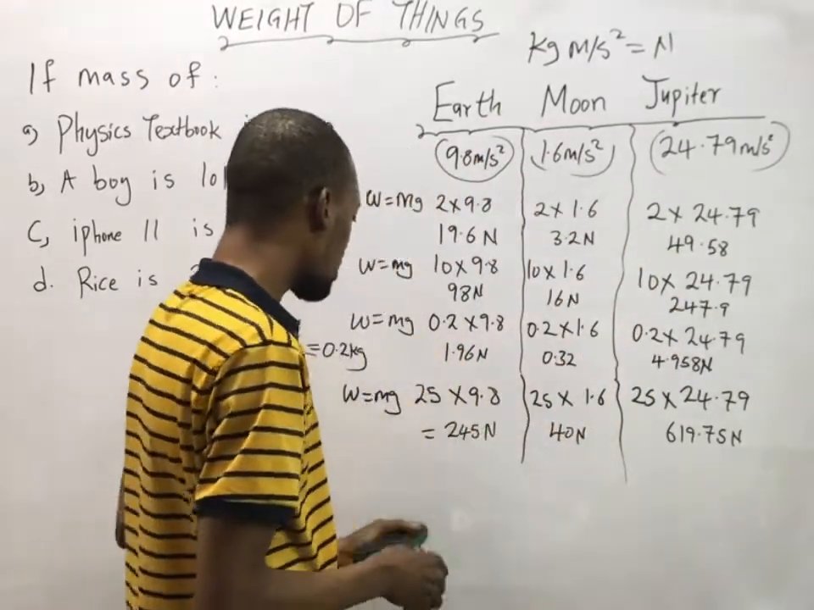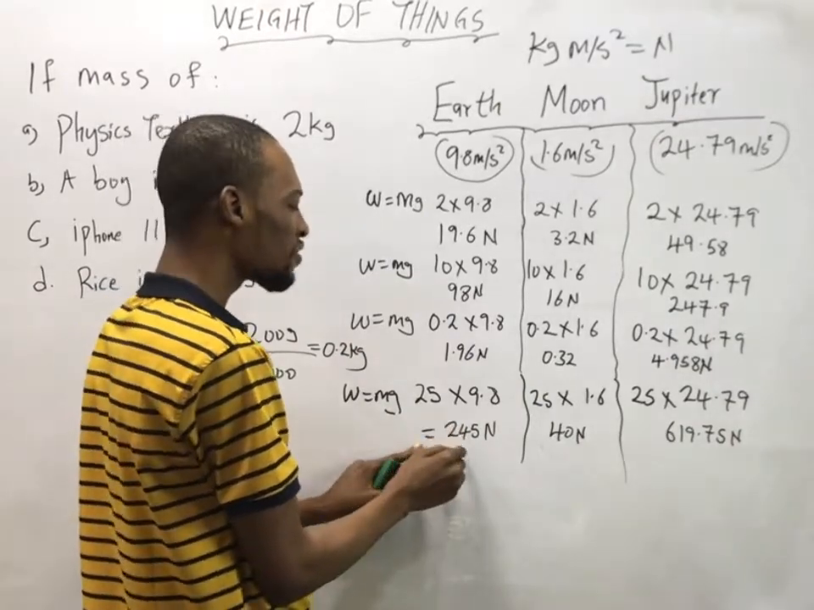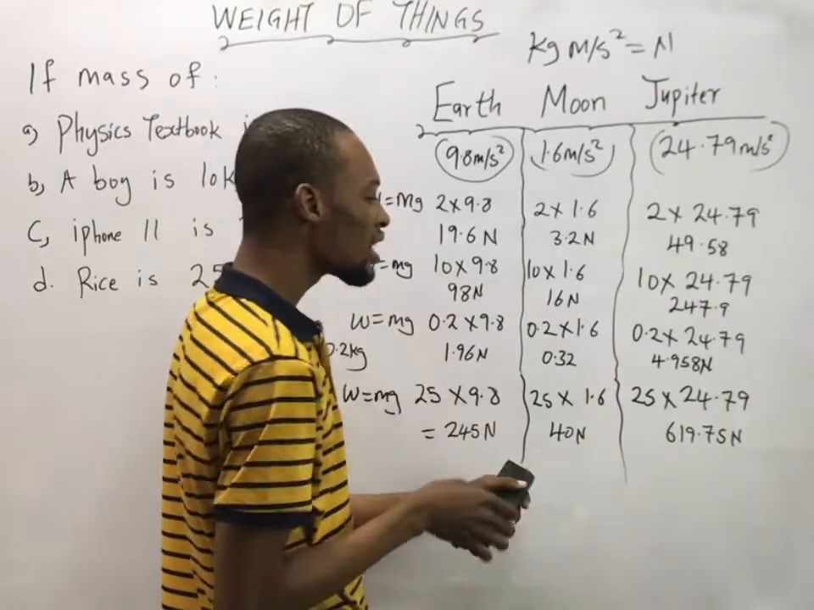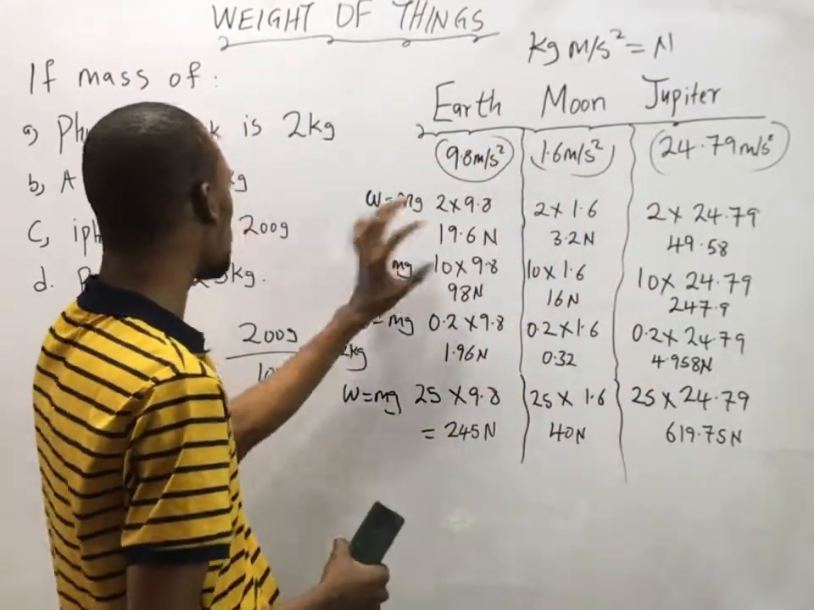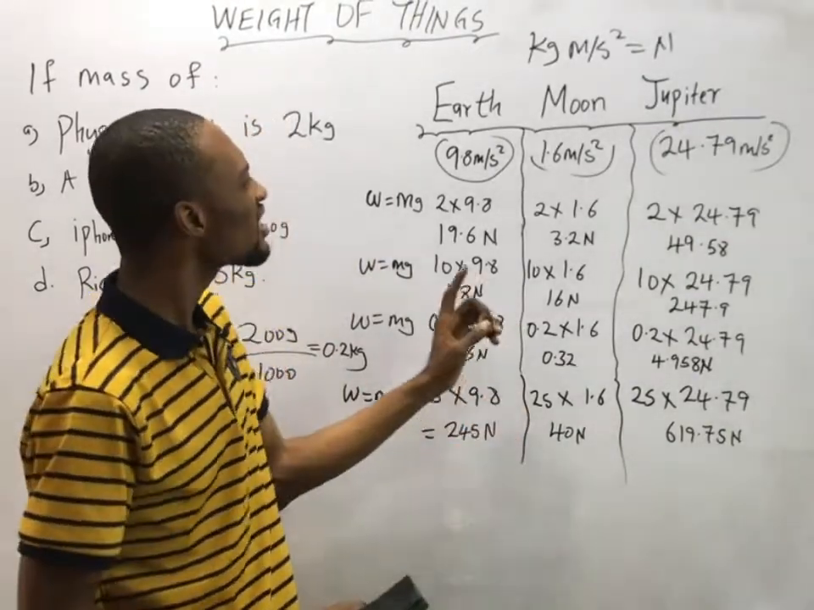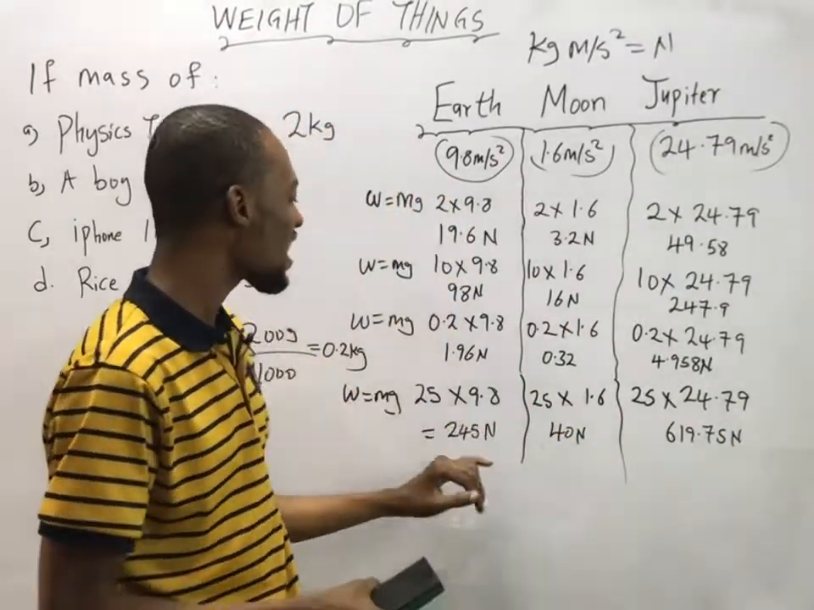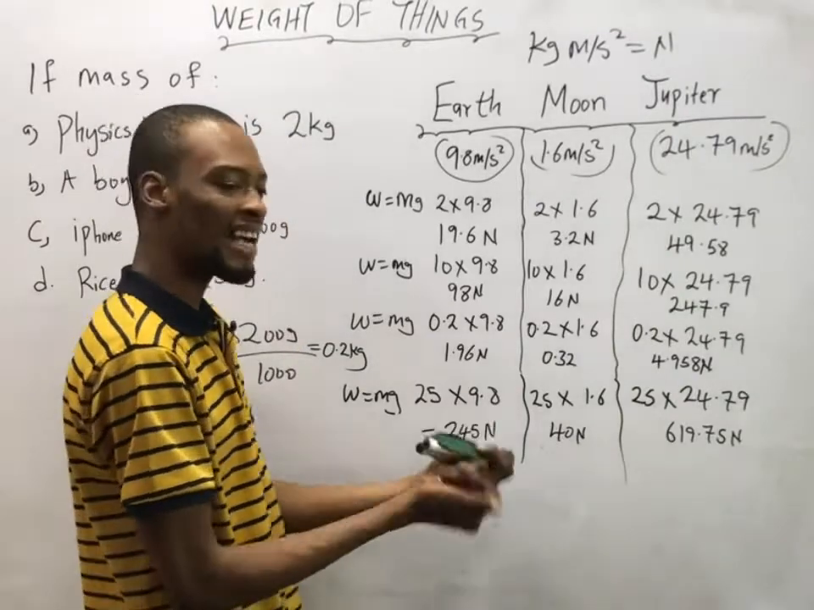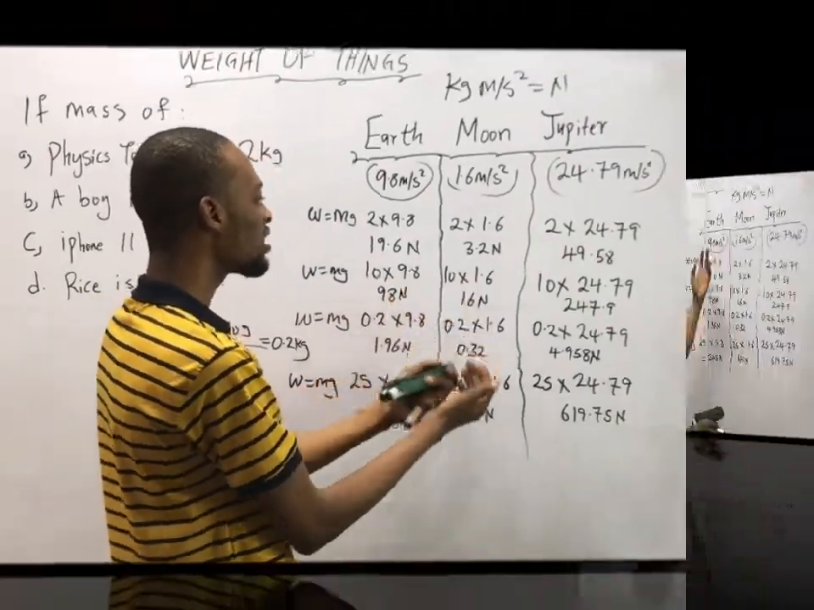Now look at this. A 25 kg bag of rice will weigh 245 Newton on Earth, 40 Newton on the moon, and 619.75 Newton on Jupiter. Same with the other items here. What does that tell you? Things are heavier on Jupiter than on Earth, and things are heavier on Earth than on the moon. So on the moon, things are lighter. Anything you can't really carry on Earth, you may be able to carry on the moon.